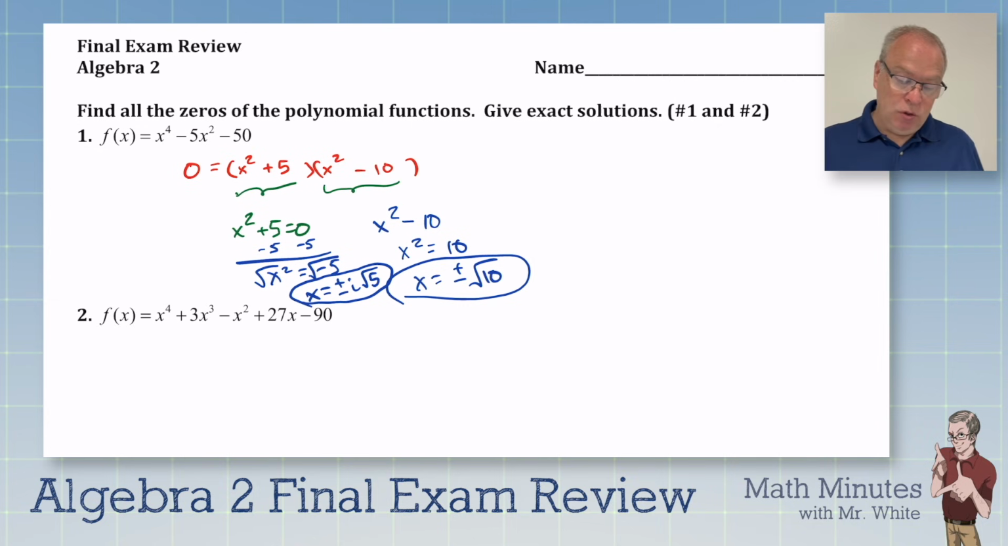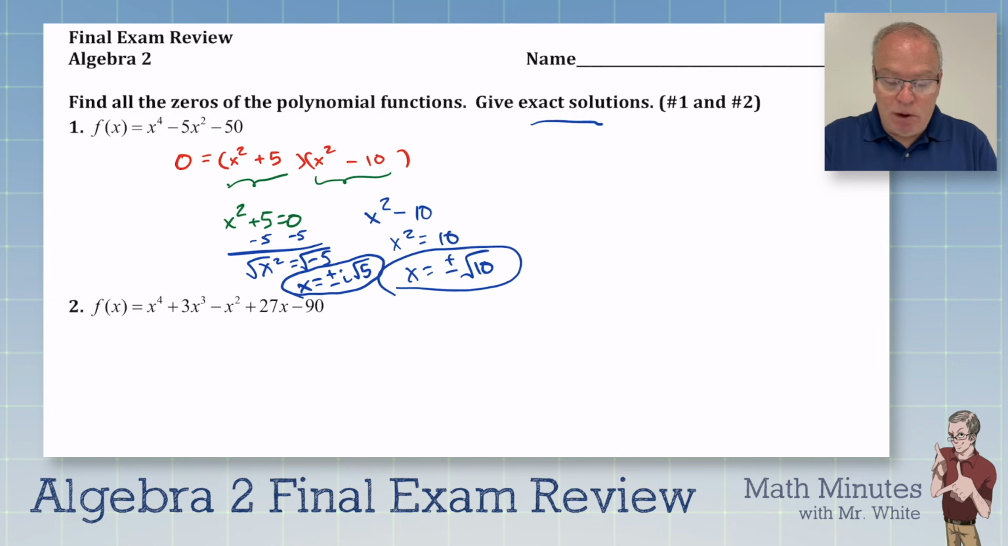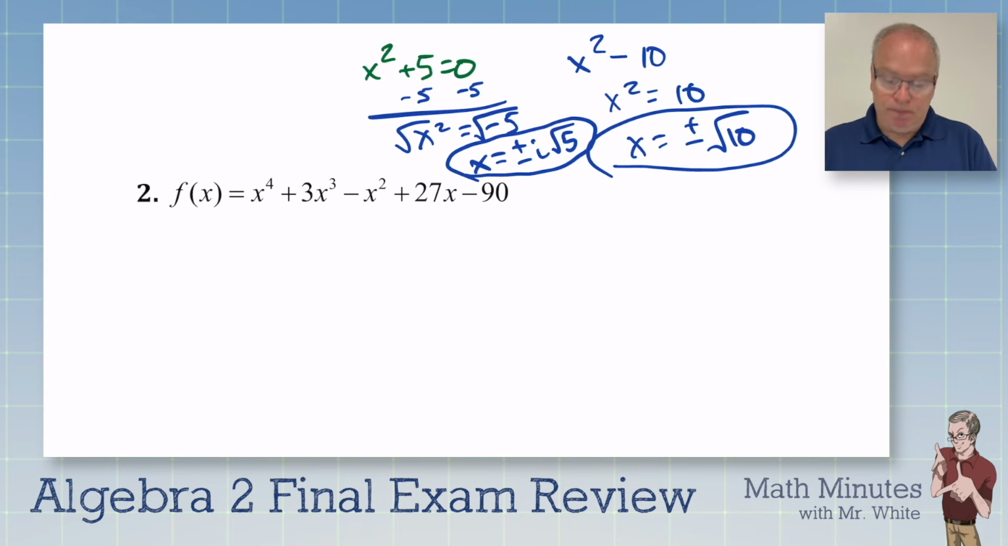And that's it. So those are the exact answers. Whenever a problem says give exact solutions, that means in terms of a radical, no decimals. No decimals. So that radical 10, we just leave it radical 10. Okay, finding all the zeros of this mess.